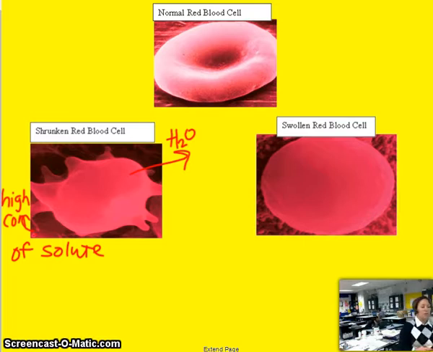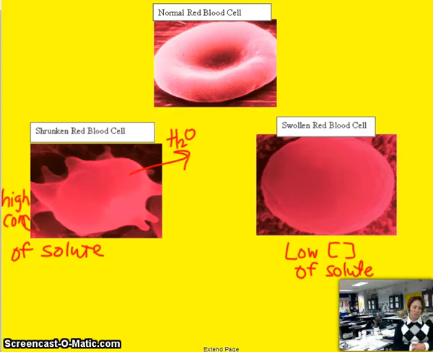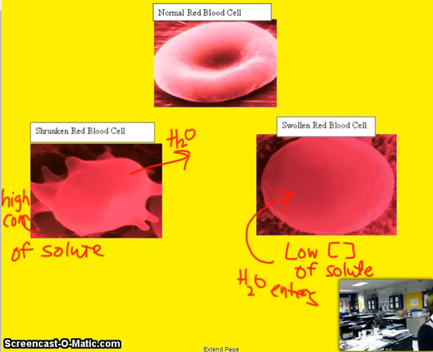On the other hand, if you have too low of a concentration compared to the inside of the cell, then water enters the cell in an attempt to dilute the inside of the cell. Okay? So that's the application of it, and that's why our body is so susceptible to being dehydrated and not having enough ion concentration and things like that.